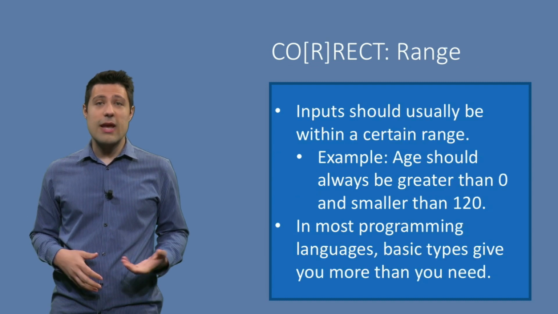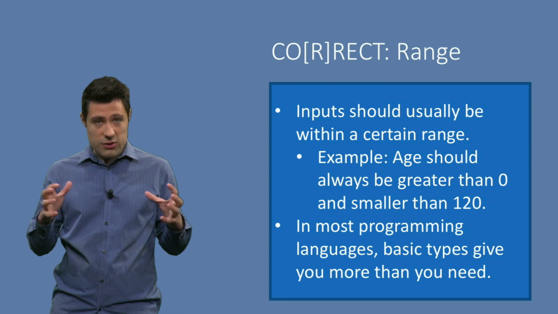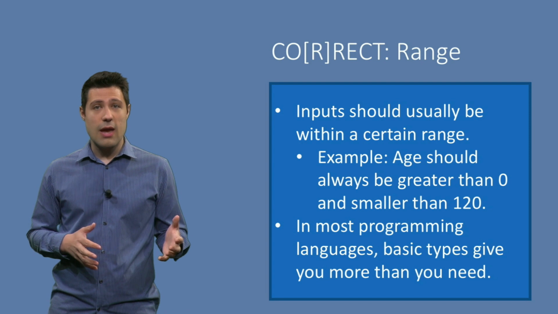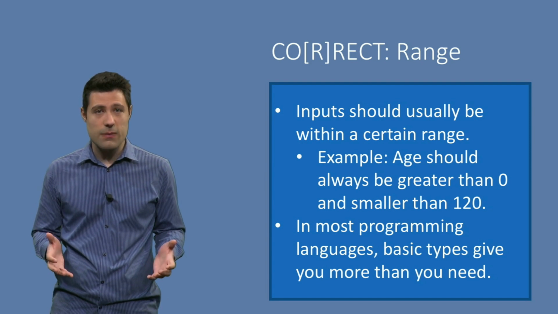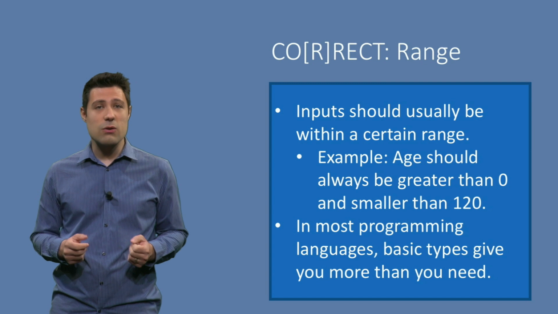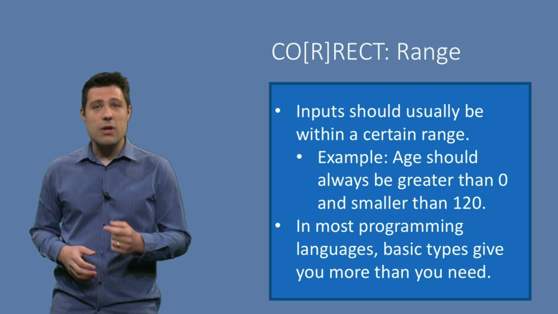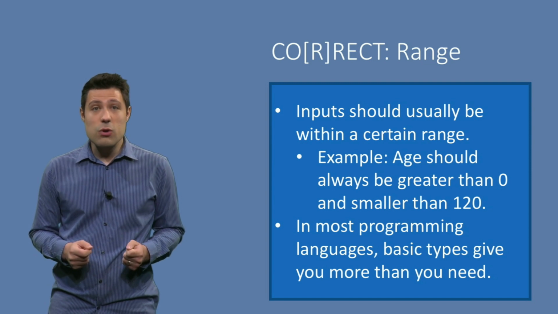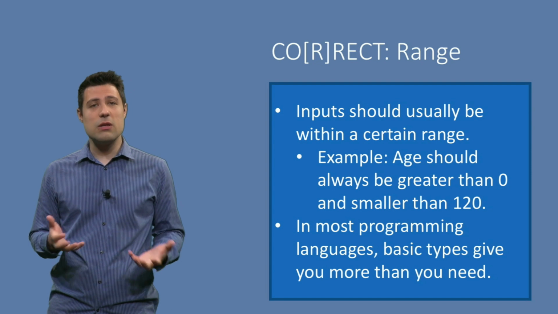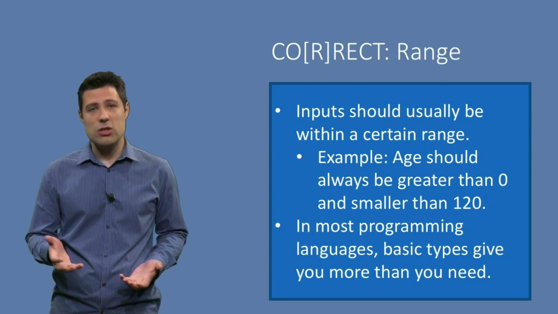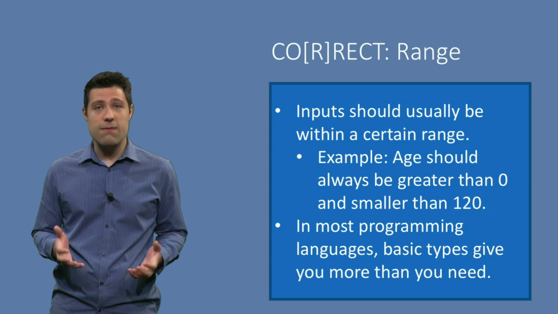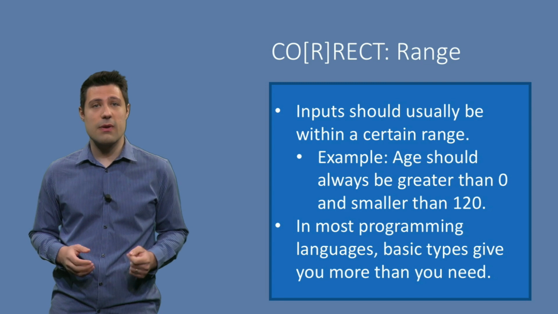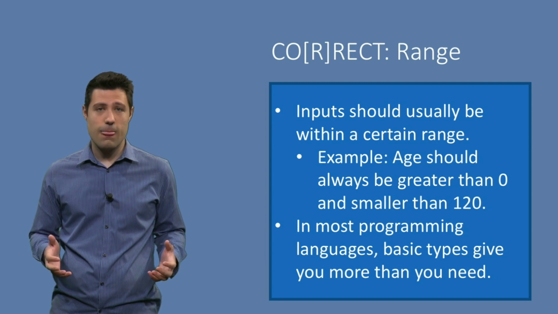The next R, range, is about inputs that are usually within a certain range. For example, if you receive age, it should always be greater than 0 and smaller than, let's say, 120. So what happens if you provide numbers that are outside of this range? The book even discusses a very specific topic, which is that in most programming languages, every time you use a basic type, the basic type provides you more than you need. For example, you need to store age, you use an integer, and the integer can store a very large number. So make sure that you're really testing what happens to your input if it's outside of the range.